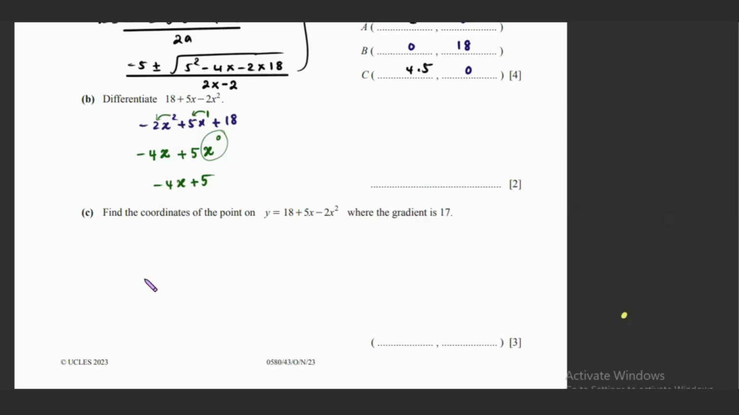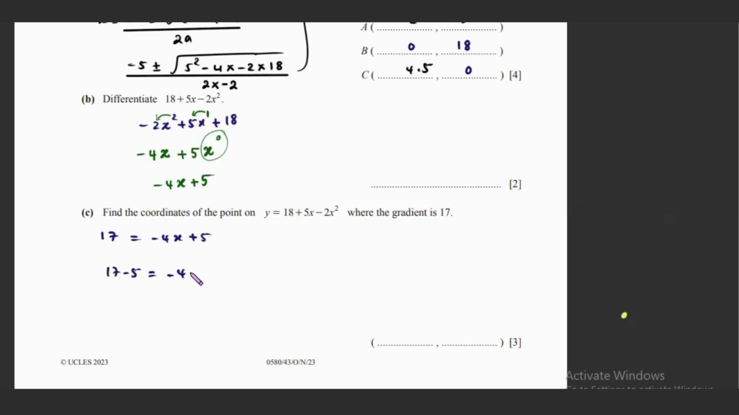Then the next one that we have is to find the coordinates of the point where the gradient is 17 for this equation. Now the gradient is 17. The derivative function that we found is actually a formula that is used to calculate the gradient at a particular point, which means we have to relate this with the gradient that is given to us. So this minus 4x plus 5 will be equal to this gradient, which is this 17. So I need to solve this to find what x is. So I'm going to bring the 5 to the other side. So it becomes minus 5.